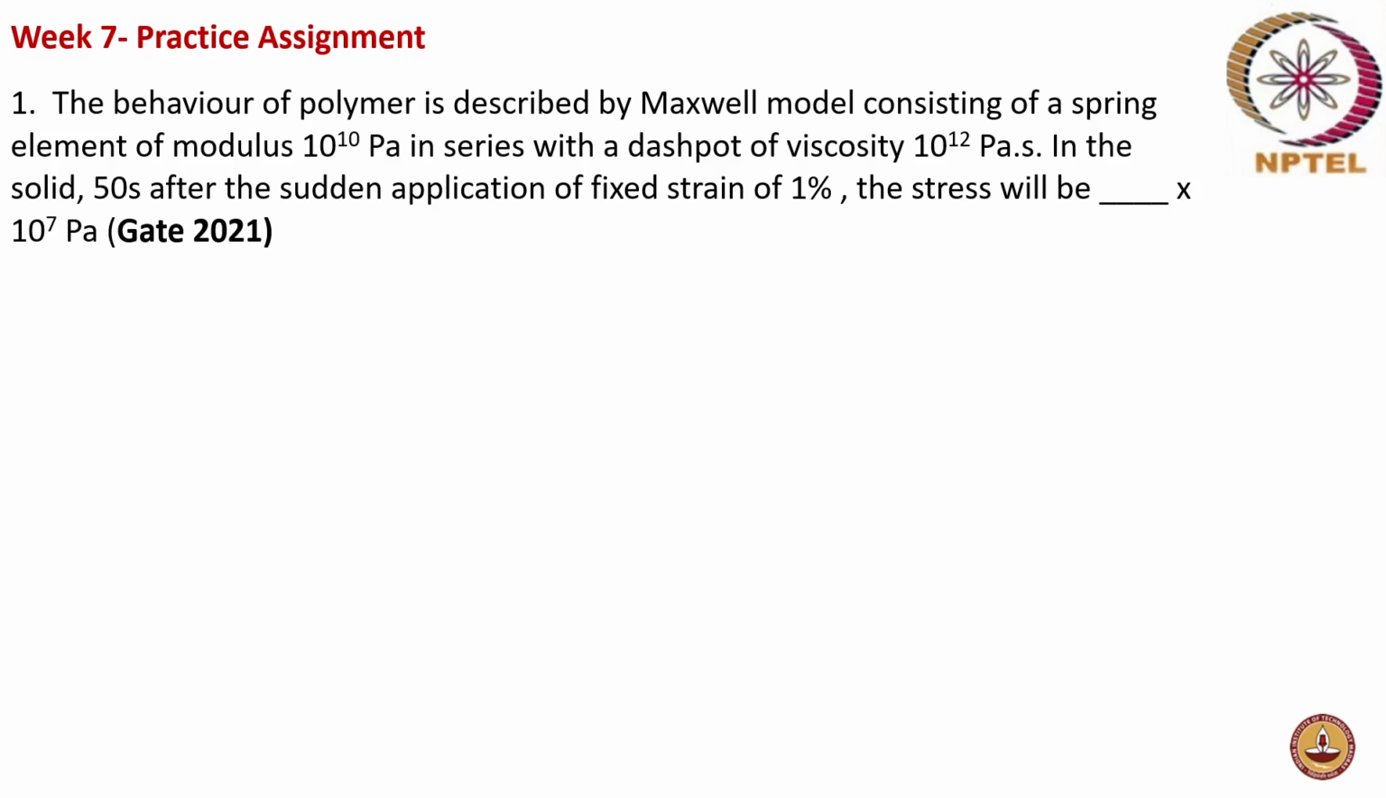So a fixed strain of 1% means what is the actual strain? It's given as 1%. So what is your epsilon? It's nothing but 1 by 100. It's given in percentage, right? So you have to convert it to numbers. So it is 0.01. Yes. So the given polymer behavior follows the Maxwell model, right? Yes, ma'am.